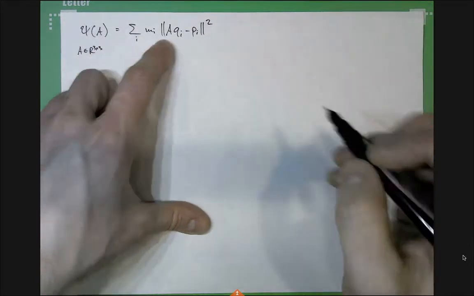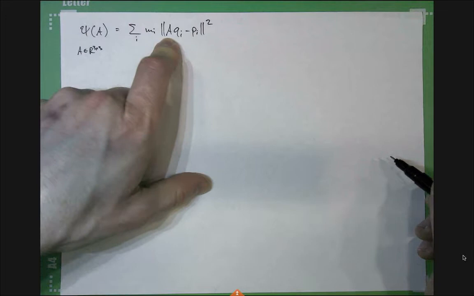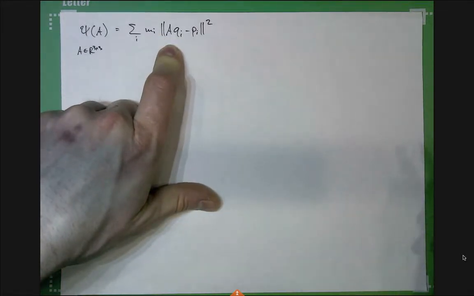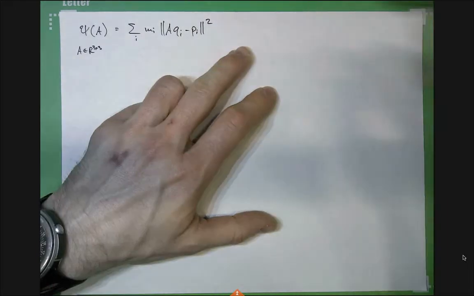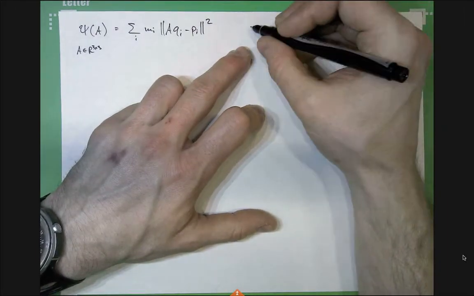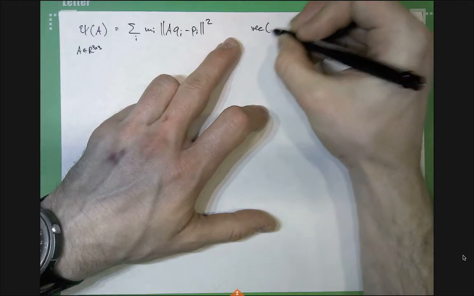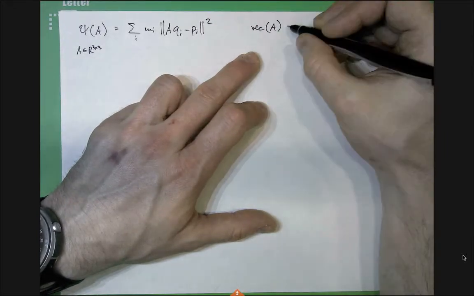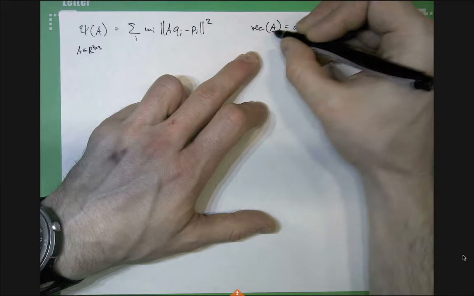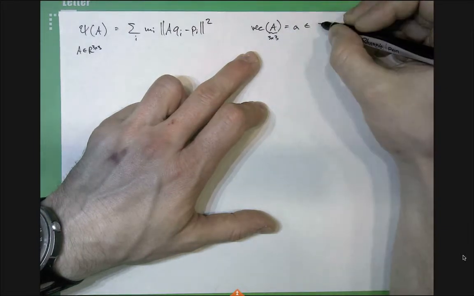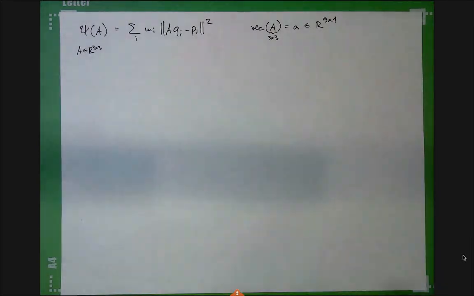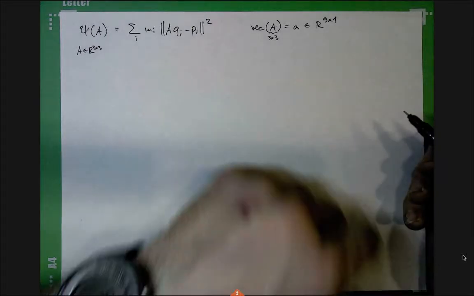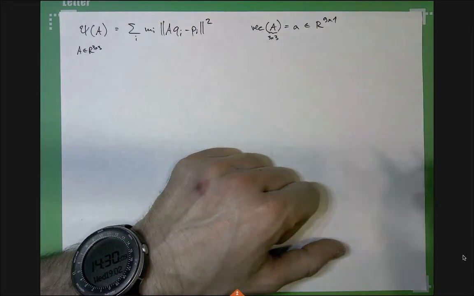Here the unknown is a matrix, and I don't like dealing with a matrix. So the trick here is to use a vectorization operation. Vectorization of a matrix gives me a vector. If this was a 3x3 matrix, then the vector is going to be a 9x1 matrix, and it's basically just the columns of the matrix stacked one on top of another. This is called the vectorization operation.